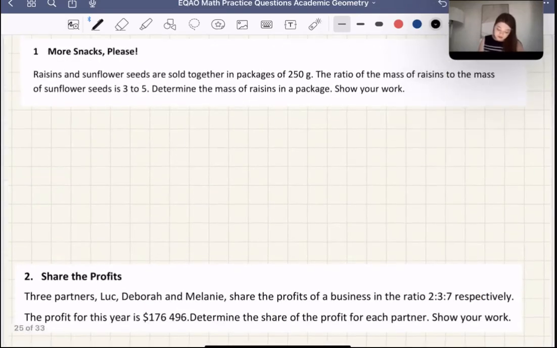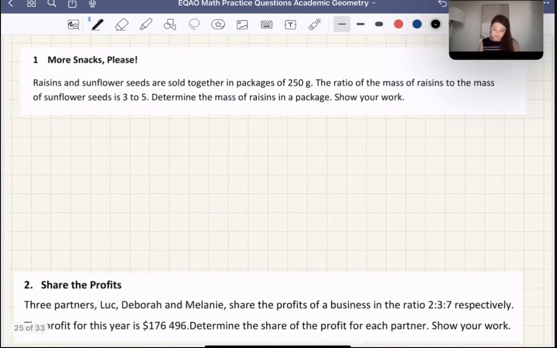So the first one says, more snacks, please. Raisins and sunflower seeds are sold together in packages of 250 grams. The ratio of the mass of raisins to the mass of sunflower seeds is 3 to 5. Determine the mass of raisins in a package. Show your work. So we know that raisins and sunflower seeds are sold together and the total is 250. The mass of raisins to mass of sunflower seeds is 3 to 5. So what is the mass of raisins in the package?